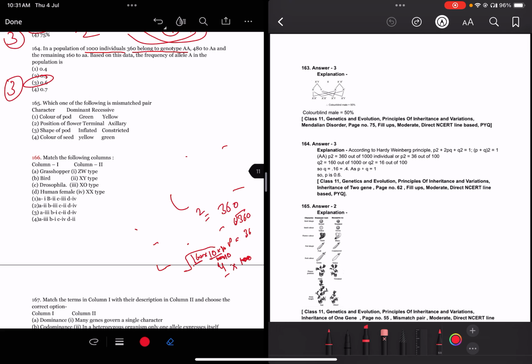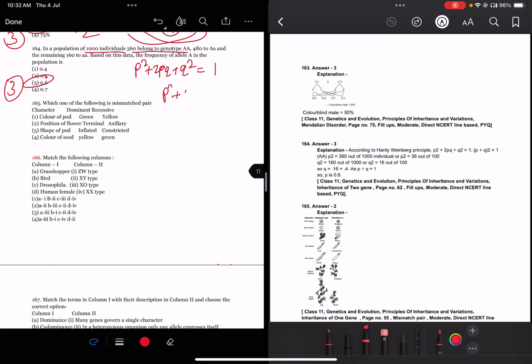Directly apply the formula and solve this question. This is not a tough question. There are some numerical questions where you can feel some difficulty, but this is just a very simple calculation. According to the Hardy-Weinberg formula, this is the Hardy-Weinberg formula.